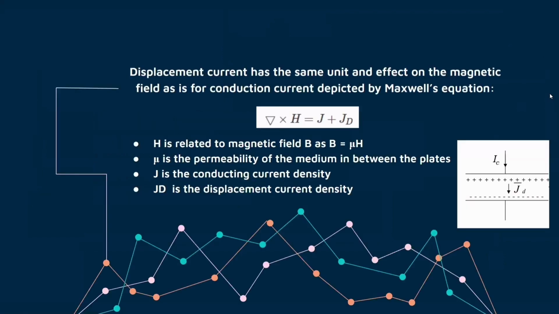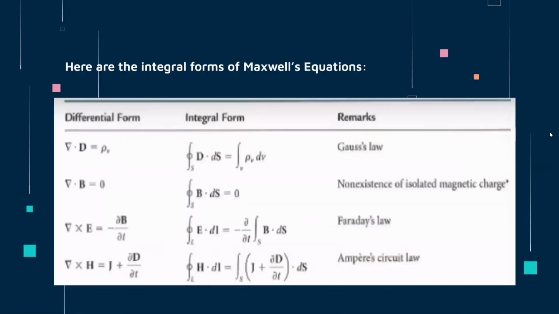Displacement current has the same unit and effect on the magnetic field as conduction current, as depicted by the Maxwell equation. From this equation, curl of H is equal to current density plus displacement current density. H is related to the magnetic field, which is B equals mu H. Mu is the permeability of the medium in between the plates.